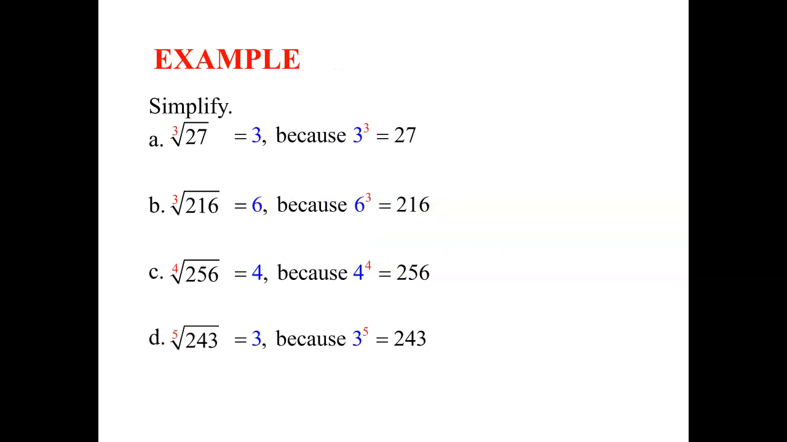So again, a lot of these are just common roots that you should be familiar with. The calculator can do a lot of the heavy lifting if you're stuck and just want the answer. But look at the relationship between the roots on the left and the exponents on the right. The cube root of 27 is 3 because 3 cubed is 27. The cube root of 216 is 6 because 6 to the third power is 216. Fourth root, 4 to the fourth power. Fifth root, 3 to the fifth power. See that relationship.